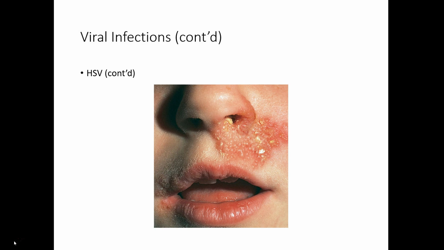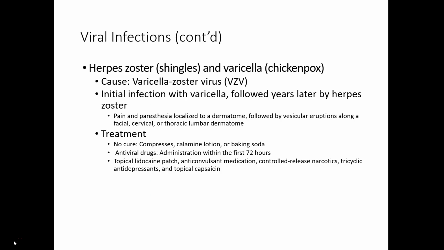Now, within the herpes family, I should say, we also have chickenpox, which is varicella, and then we have herpes zoster, which is shingles, that we'll talk about now, both of which are caused by the varicella zoster virus. The initial infection with varicella is followed years later by the herpes zoster. We don't see chickenpox as much anymore because of the immunizations. However, we are still seeing quite a bit of shingles, and there is a new shingles vaccine out, Shingrix, which is a two-step injection series.